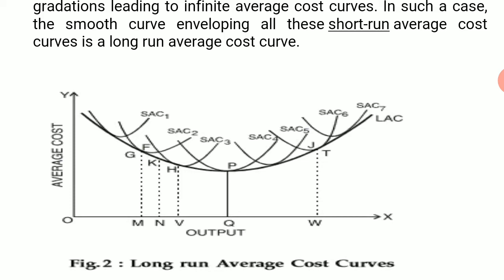The long run average cost curve is known as the planning curve. This is because the firm plans to produce an output in the long run by choosing a plant on the long run average cost curve corresponding to the output. It helps the firm to decide the size of the plant for producing the desired output at least cost.